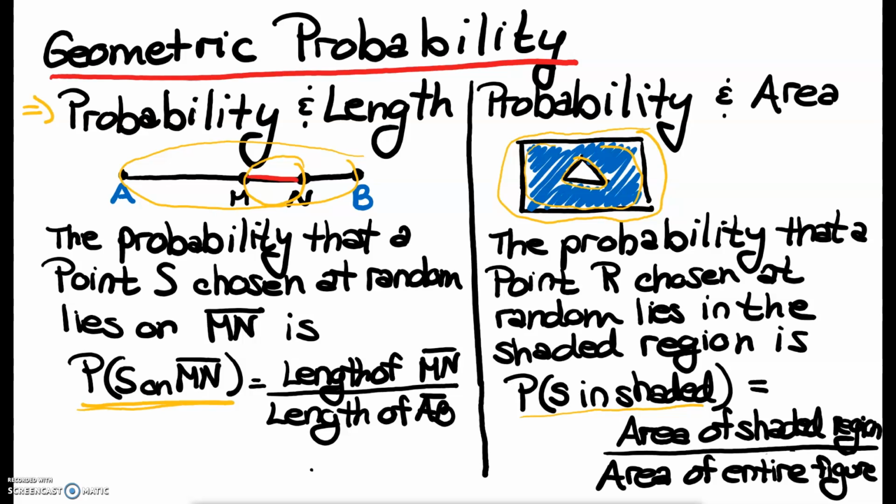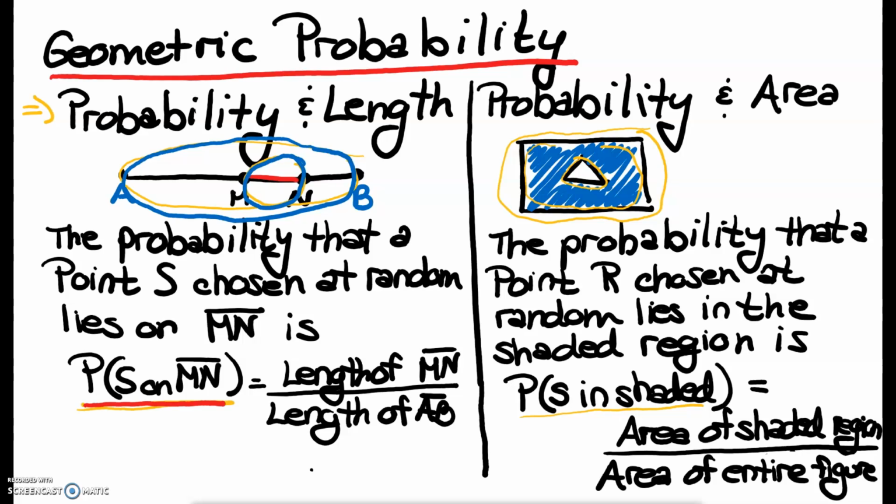The probability that a point S on AB chosen at random lies on line segment MN is, and we denote probability by point S on MN, and it is the length of MN over the length of AB. So if you take a look at this, we're looking at the length of MN over the total length of the segment the point could lie on.